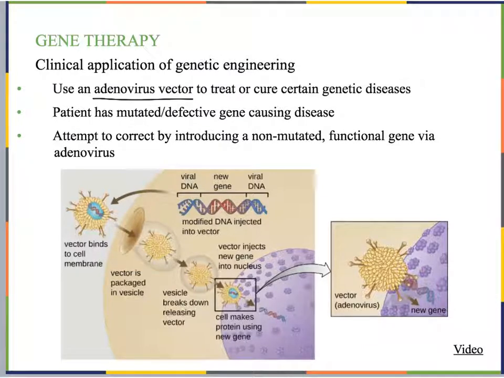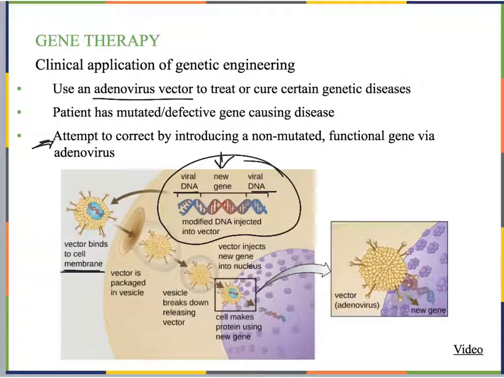So the patient has this mutated or defective gene that causes their genetic disease. Then we can try to correct that by introducing a non-mutated or functional gene, utilizing this adenovirus. You can see here the vector binds to the cell membrane, and inside of it is something we've created. We have the viral DNA on both sides, and then we have our new gene. This would be the non-mutated gene for whatever that gene codes for.